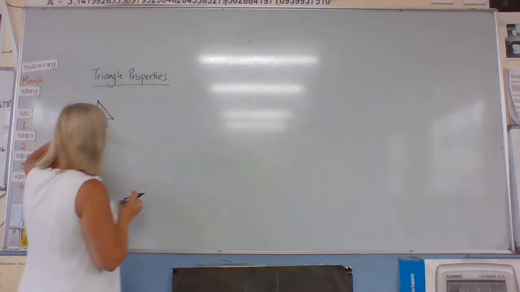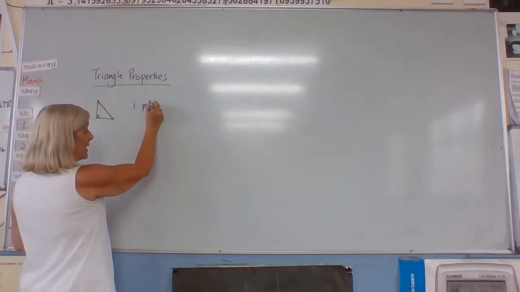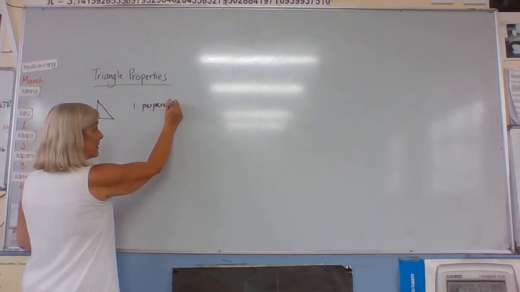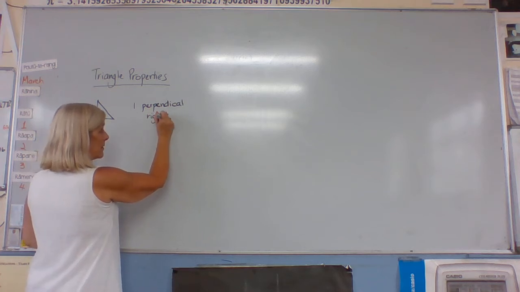Two of the gradients, or two of the sides, are perpendicular. All right, one perpendicular, so that it's a right angle.